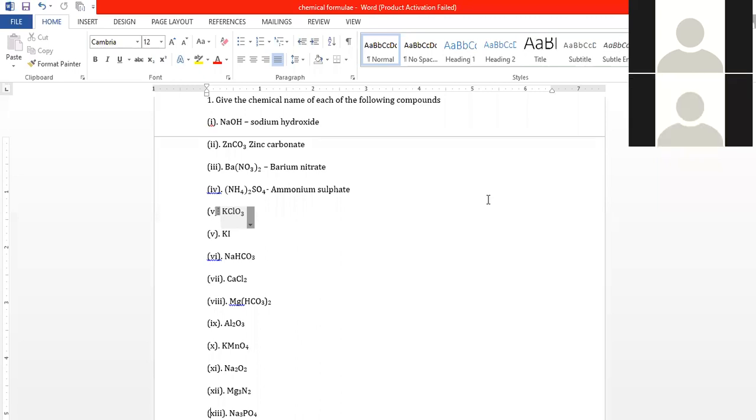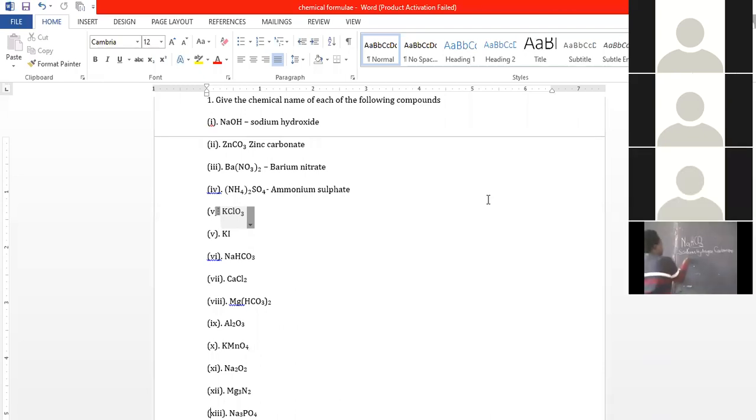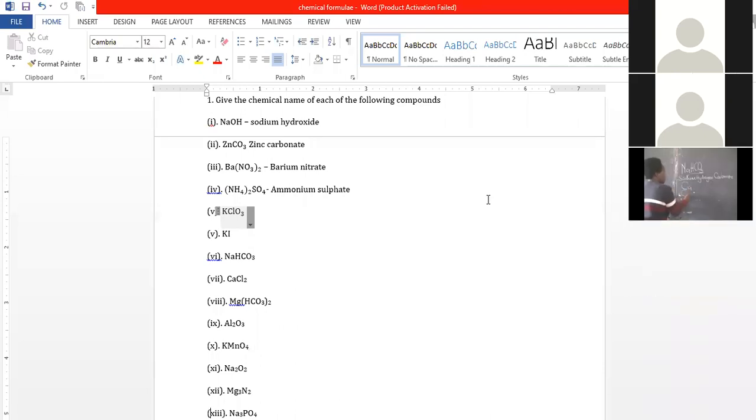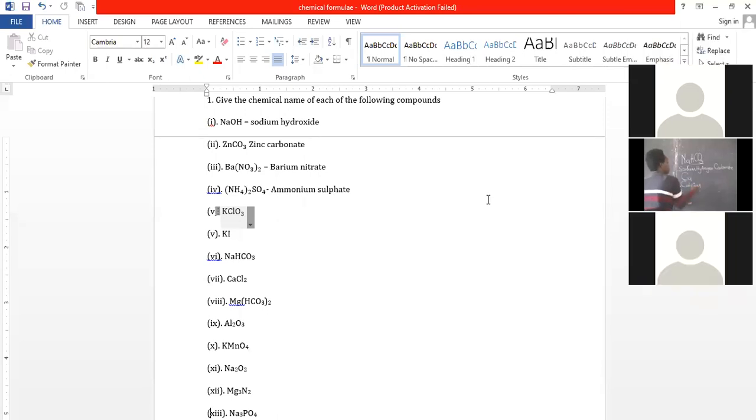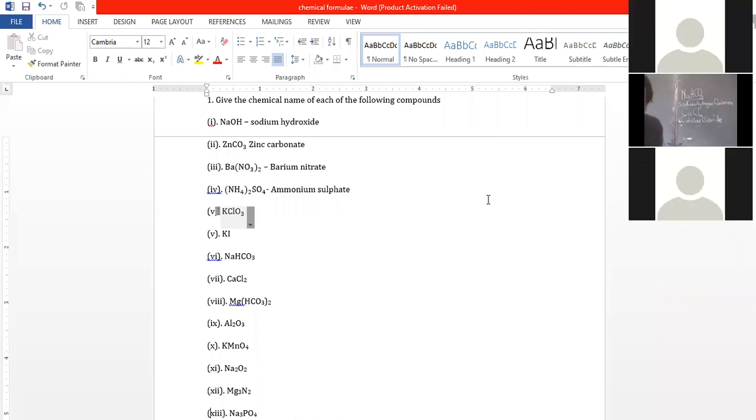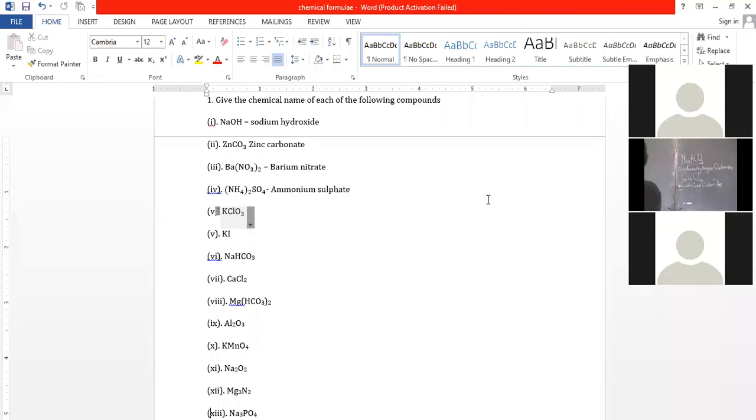Calcium chloride. That is calcium chloride. So we have Ca, which is calcium, and then the Cl is the chloride. Of course, Cl is chlorine, but I hope we still remember that when chlorine gains electrons, we change the name and it becomes chloride. So can I have any questions as far as naming these compounds is concerned? Because I said I will not go through all of them.